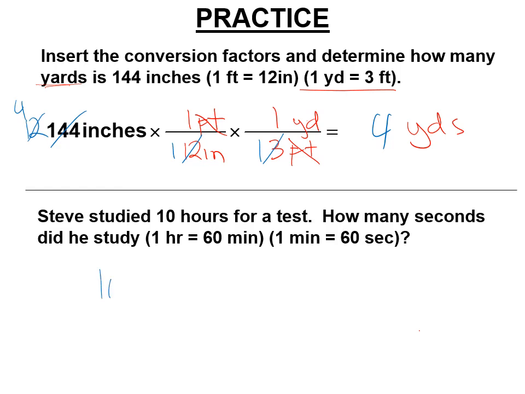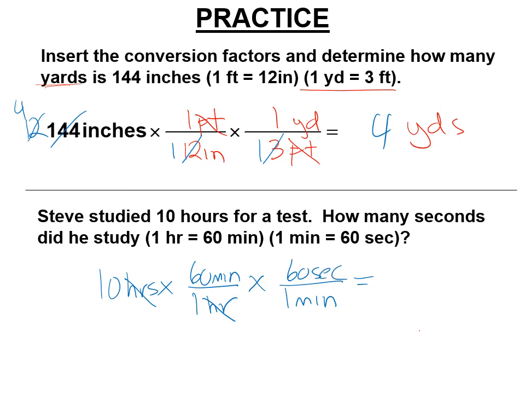Steve studied for 10 hours. Okay, so I see 2 conversion factors there, so I'm going to write 2 of these. So 1 hour is 60 minutes. That cancels the hours. 1 minute is 60 seconds. That cancels the minute. 6 times 6, 36. We did this before. Add 2 zeros, 3,600. This is 10 times 3,600. Add another 0. There are 36,000 seconds in 10 hours.